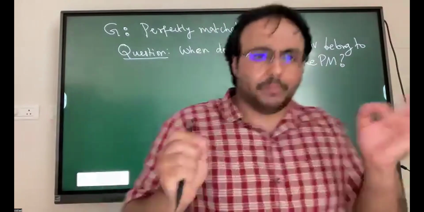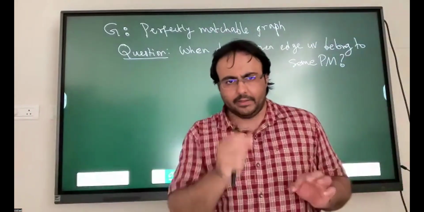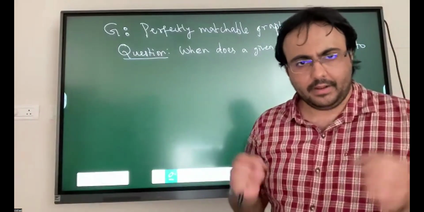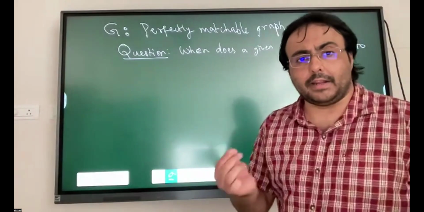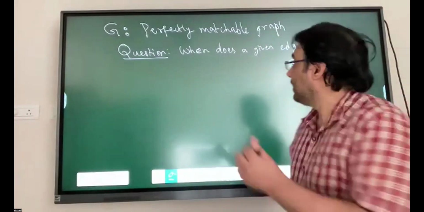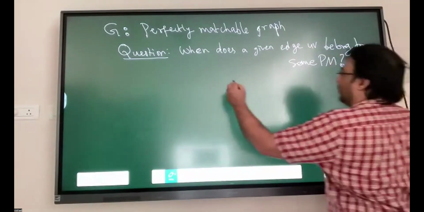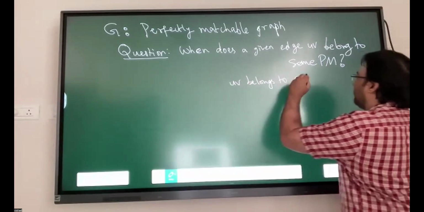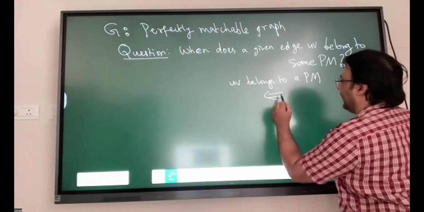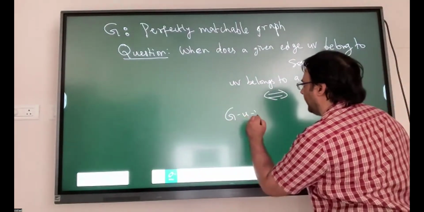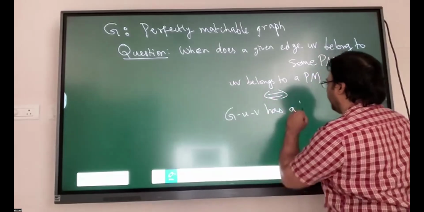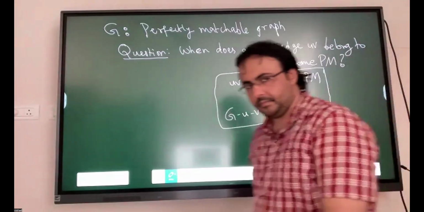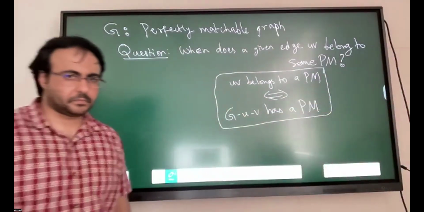But let me make this actually more general. We observed earlier, I think there was a question by Dina maybe, that how do we check whether an edge is in a perfect matching? And the answer is you check whether G minus U minus V has a perfect matching. So we know that UV belongs to a perfect matching if and only if G minus U minus V has a perfect matching. Everybody sees this? Okay.